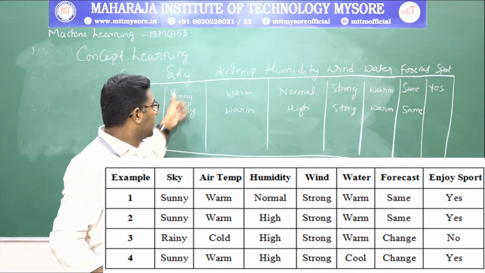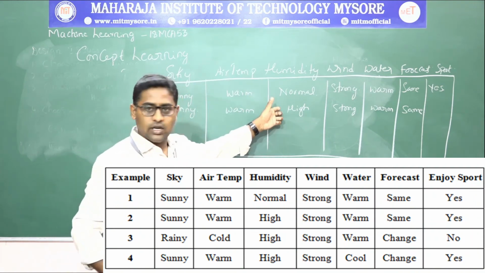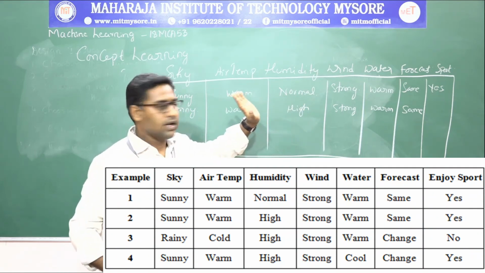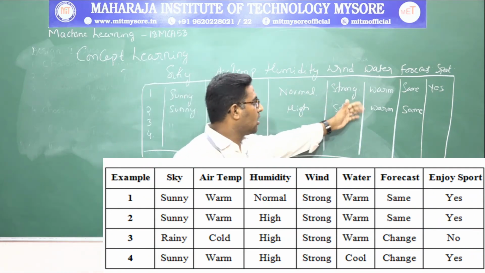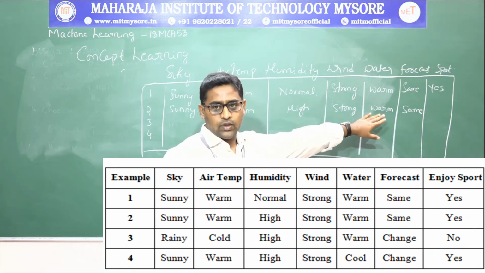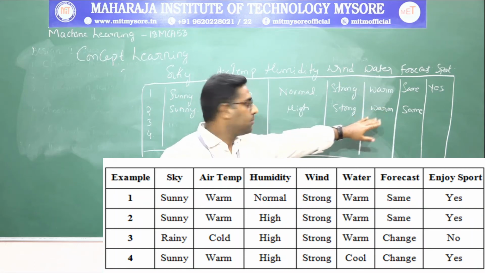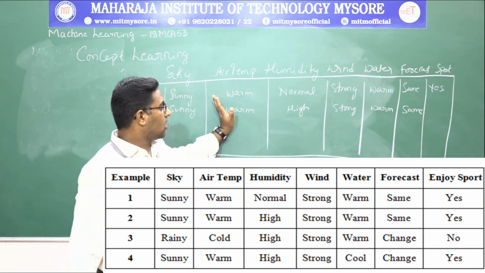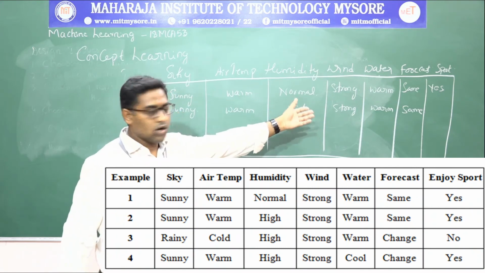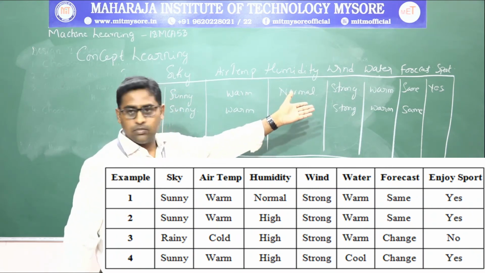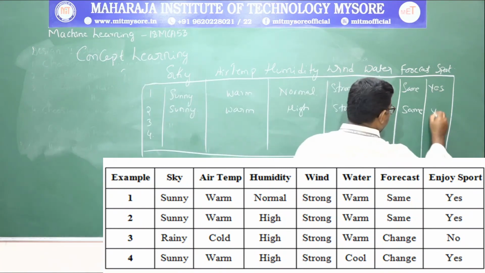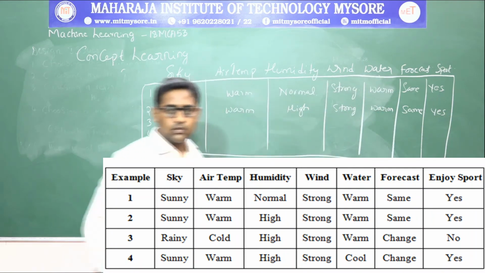So sky will be sunny, air temperature is warm, humidity is a little bit higher, still it is fine. Humidity is higher means yes, okay, fine. Wind will be strong and water is warm. Then the forecast will say yes, it is same. The forecast was saying the same, like sky will be sunny, warm air temperature, humidity will be high and wind will be strong, water will be warm. Then again you will go with the sport. Obviously you will say yes.